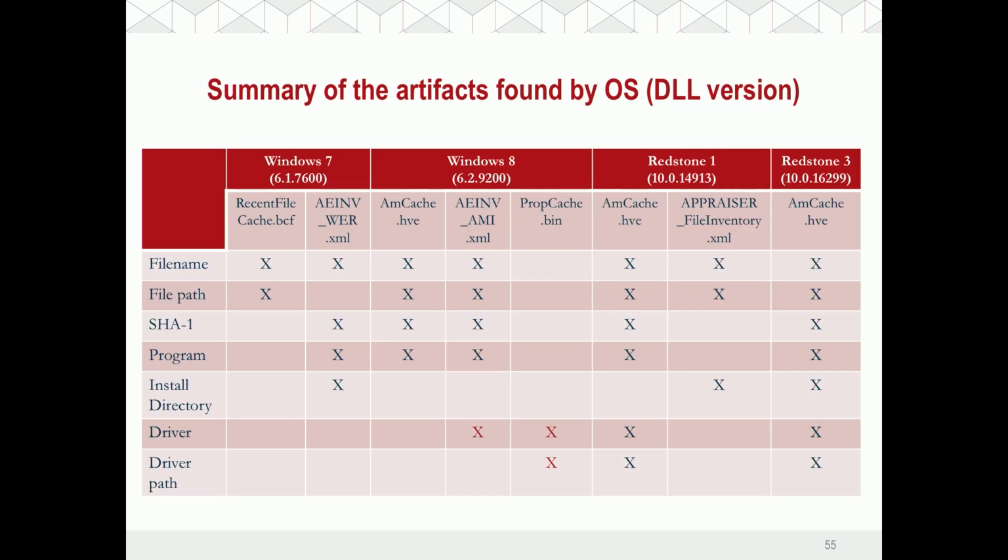Okay, so final update for this table. Driver information can be found in Windows 8. And that's the funny thing about this artifact. Almost every time it adds information in AmCache.hve, it was previously there in an XML file. That's why you want to look at every file. You don't want to miss important information.